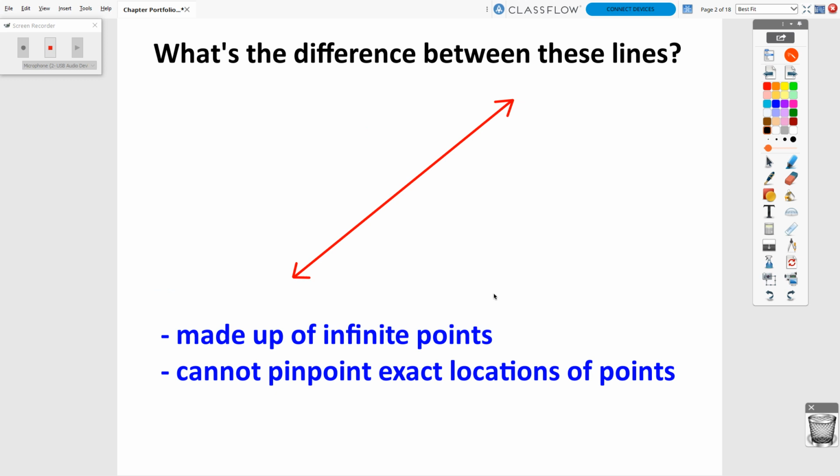So this line is made up of infinitely many points, right? This is like what we did in geometry in chapter 1. We can have infinitely many points on this line, and we can name those points specifically, like A, B, C, D, etc. But the problem is we can't pinpoint the exact location of those points. If I had point A up here, how do you describe to someone where exactly point A is on that line? You can't really give a specific location for it.